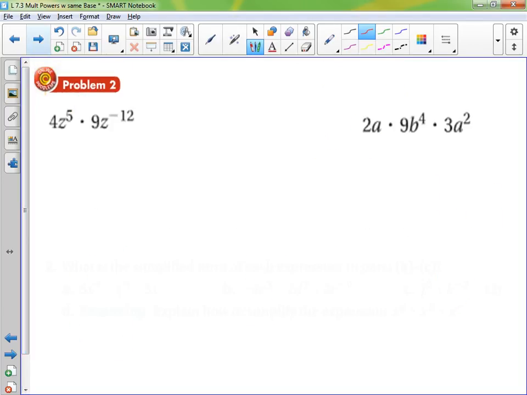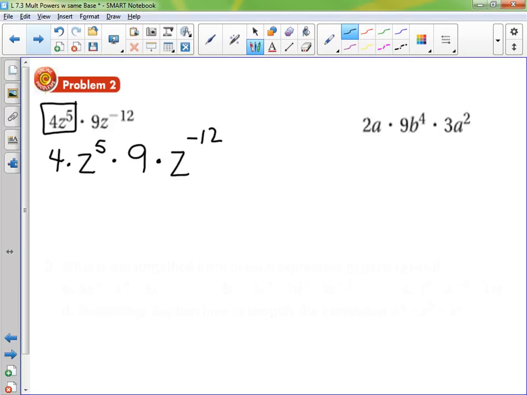Okay, the second problem involves more than just numbers or just variables; it contains numbers and variables. The one thing you have to remember is that this part of this problem, 4z to the fifth, really means 4 times z to the fifth. And that's being multiplied by 9 times z to the -12th.